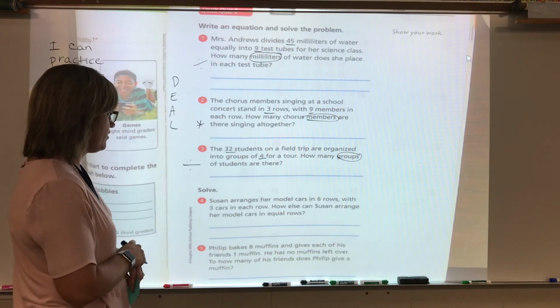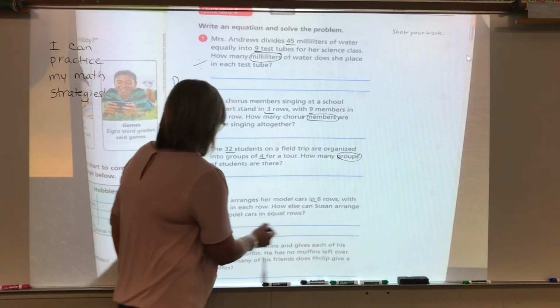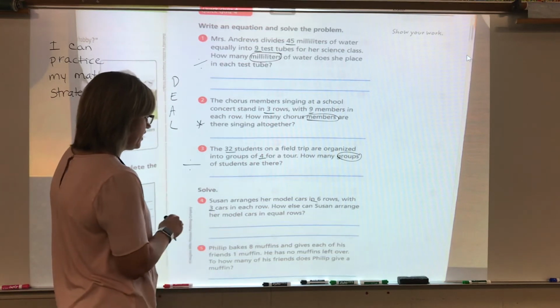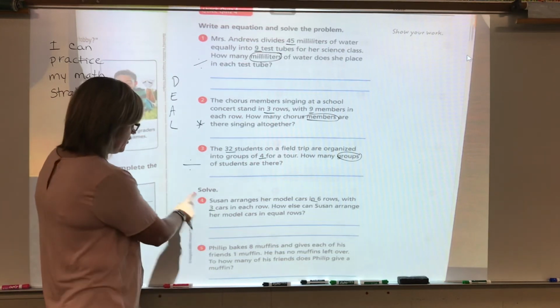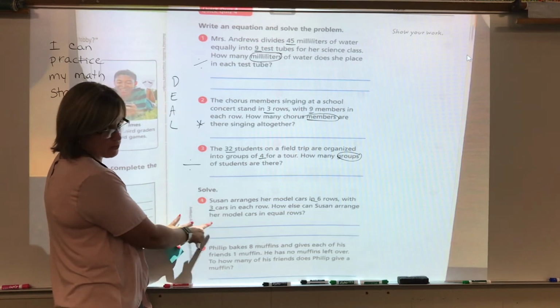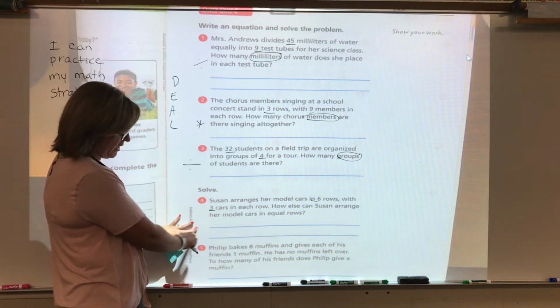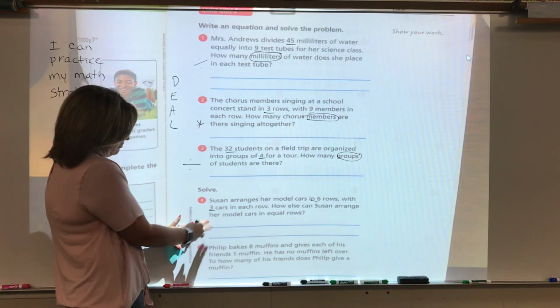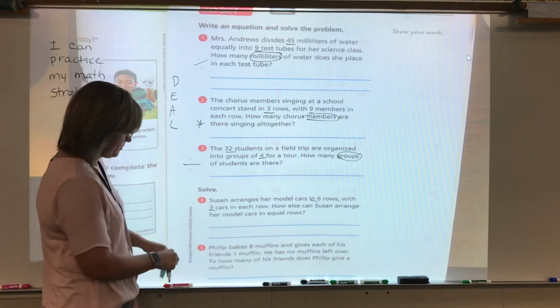Susan arranges her model cars in 6 rows with 3 cars in each row. How else could Susan arrange her model cars? Okay, so this one isn't DEAL, but you're going to give me another way or 2 that she could arrange. Instead of 6 rows with 3 cars, maybe she'd do 3 rows with how many cars?